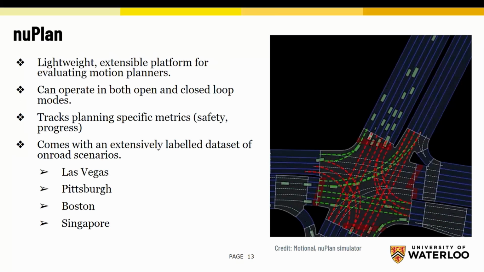The main advantage of NewPlan is it comes with a massive data set of pre-labeled scenarios, so we can instantly pull out only the scenarios that run on intersections, or scenarios where we're only trying to do left turns if we're interested in that. And that makes testing a lot easier. And it also gives us a whole bunch of planning-specific metrics that we can track.